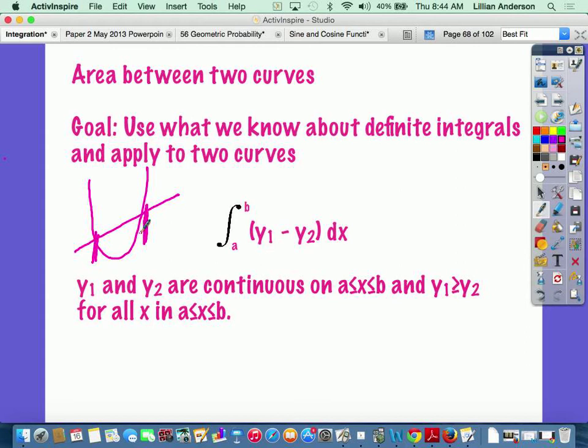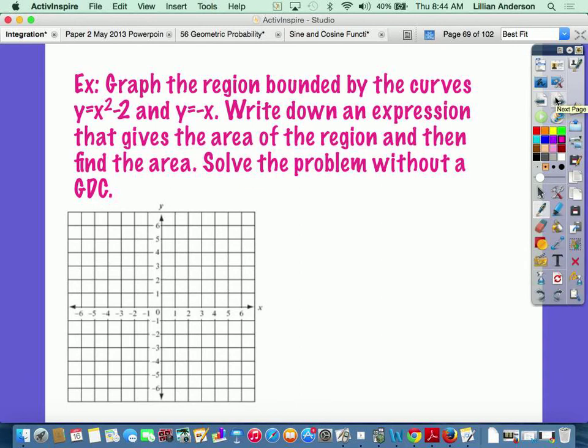Does that make sense? We're going to do plenty of examples, so I hope it makes sense. A and b still represent basically where the two curves intersect, those points.